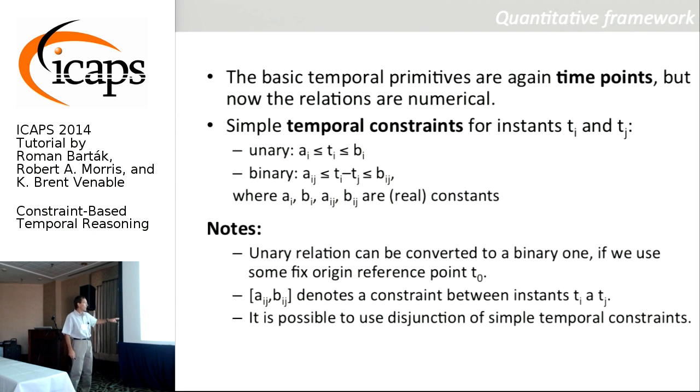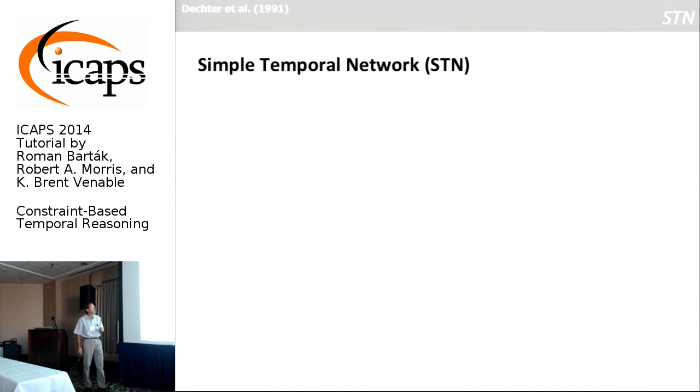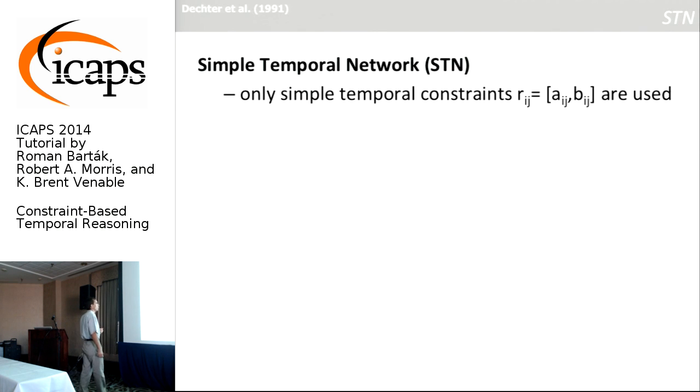Okay. We can use disjunctions of temporal constraints, but I will be talking about it later. So far, we will be using just primitive constraints. So if we do not use disjunctions, we obtain what's called a simple temporal network. And that's basically the major result from the paper that Robert mentioned at the beginning. So in a simple temporal network, we allow just what's called simple temporal constraints. Between any two time points, we define minimum and maximum distances. That's it, no disjunction, right?